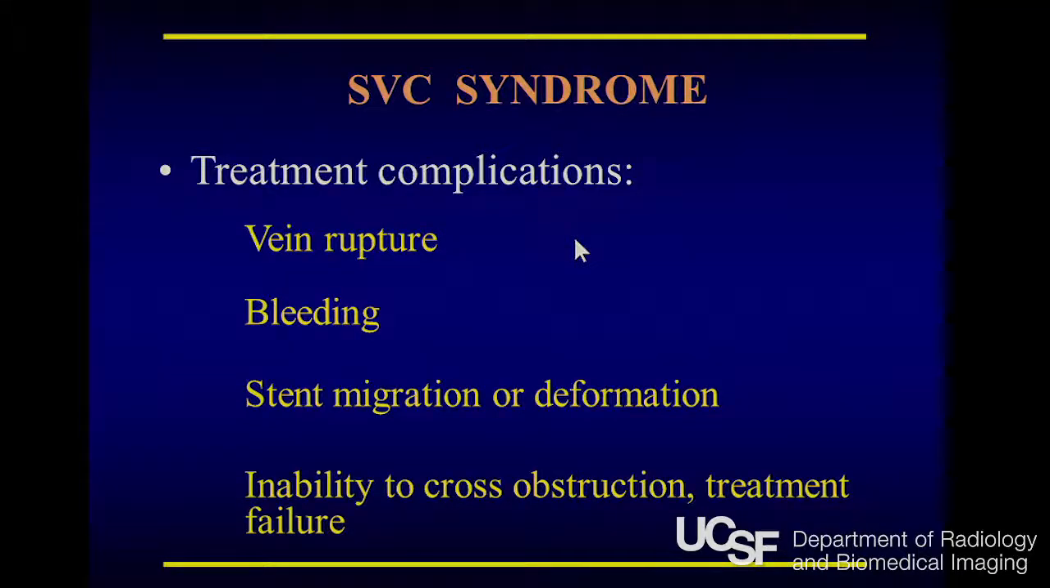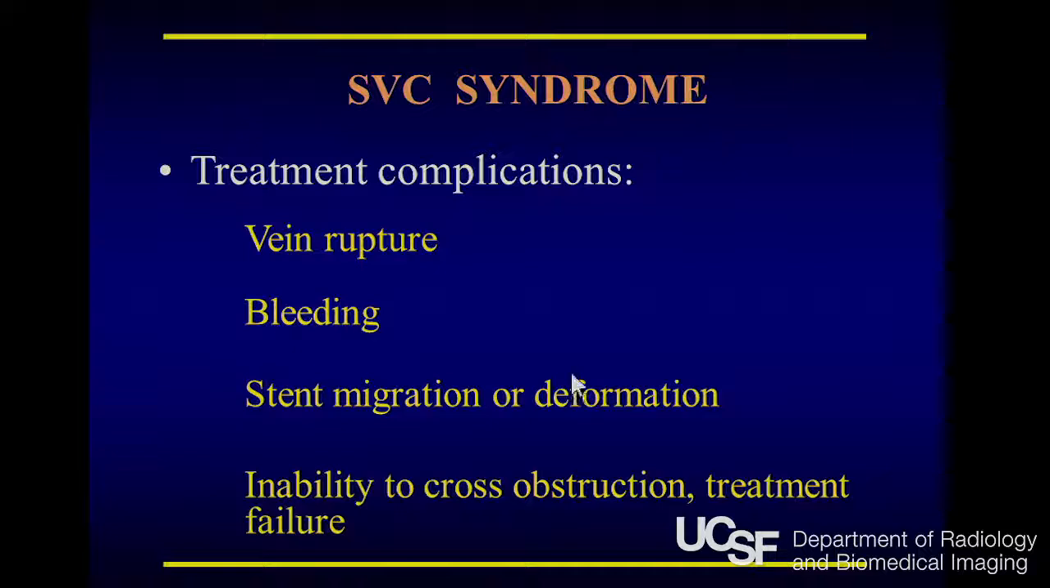Complications are similar to the other interventions we described previously: rupture of the SVC, which could be serious if you're in the part of the SVC that's within the pericardium. So you want to be very careful not to overdilate the SVC, because you can rupture that and cause cardiac tamponade if it's within the pericardium.